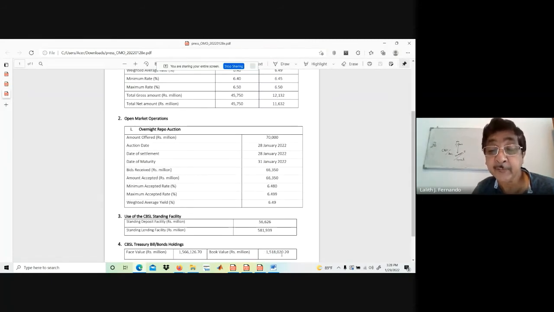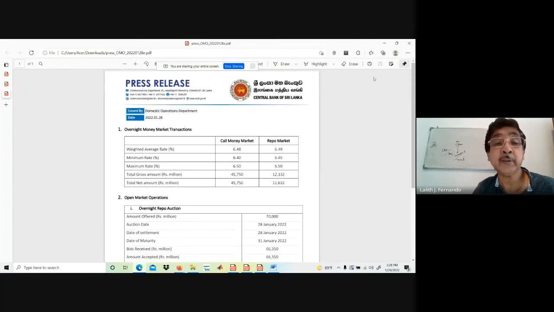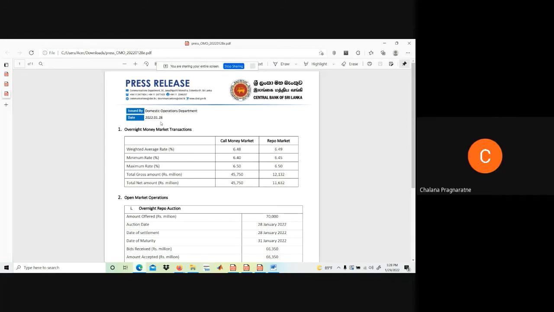Right. Now this is another document. Can you see that? Can you see it on the screen? Another press release? Overnight money market transactions. This is issued on 28th of January, yesterday. So what do you mean by overnight money market?